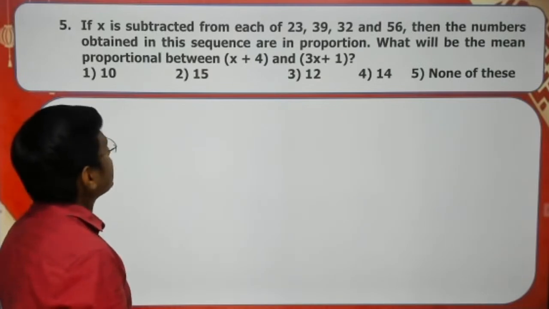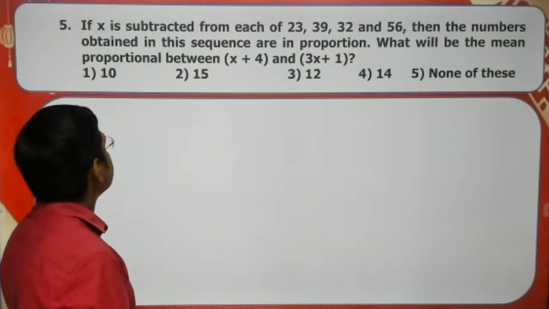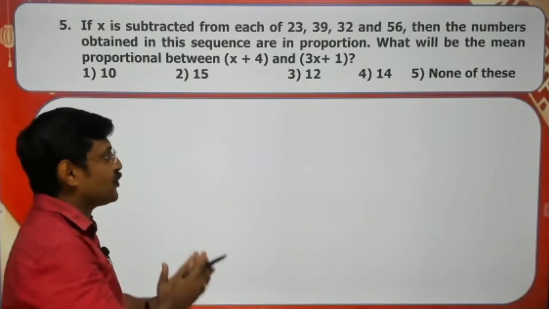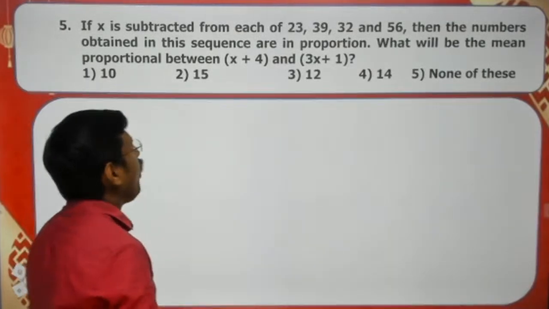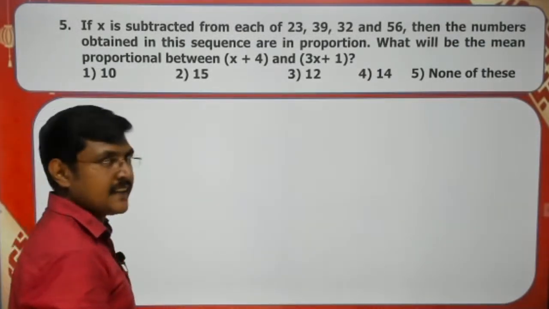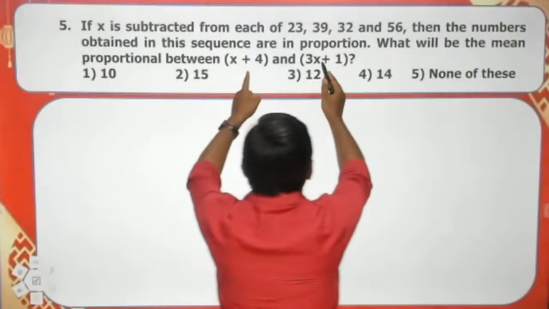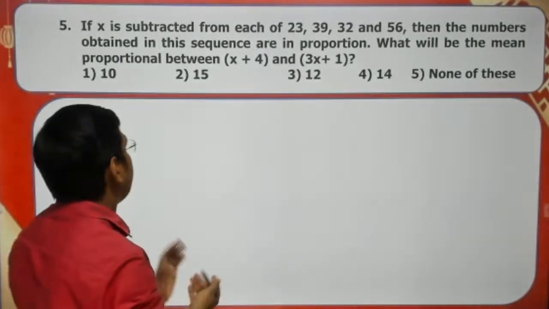If x is subtracted from each of 23, 39, 32 and 56, then the numbers obtained in this sequence are in proportion. So clearly given that it is in proportion, that is A is to B as C is to D. What will be the mean proportion between x plus 4 and 3x plus 1? As I said, we need to find the product of these numbers and on taking the square root you will get the mean proportion. For that I am going to find this.